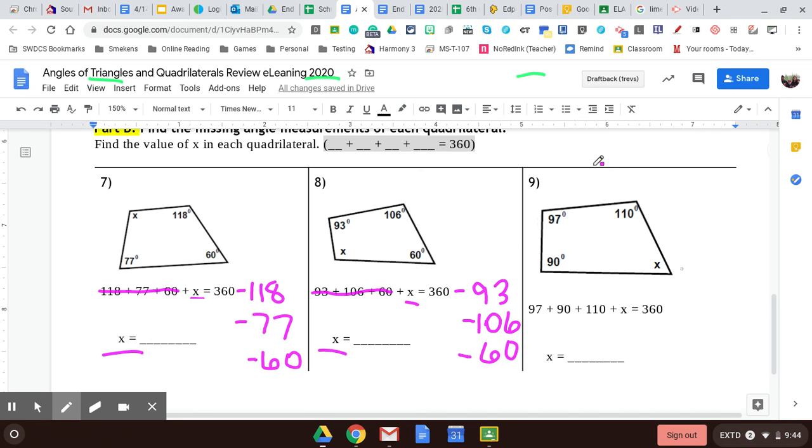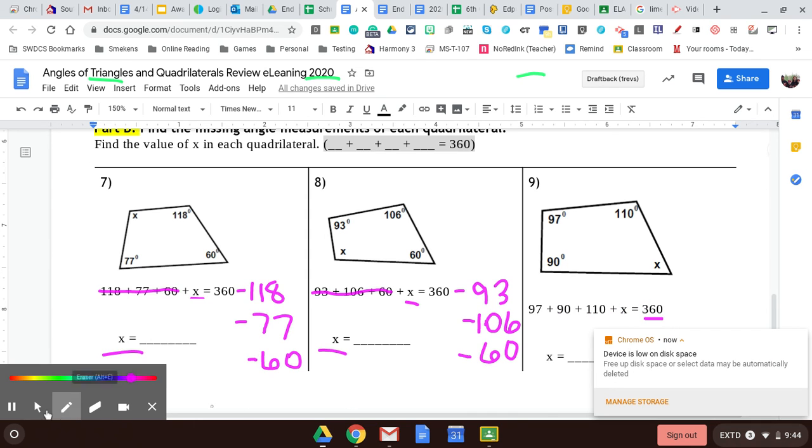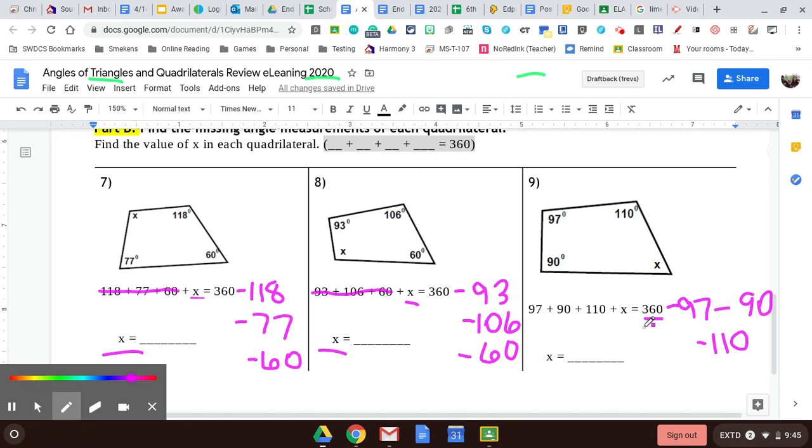We have four angles, so it must be a quadrilateral. Quadrilaterals have to equal 360. I have addition here. That is why I must subtract, okay? So I have 360 minus 97 minus 90 minus 110, which eliminates the angles on this side. So I am left with x. What is x for number 9?